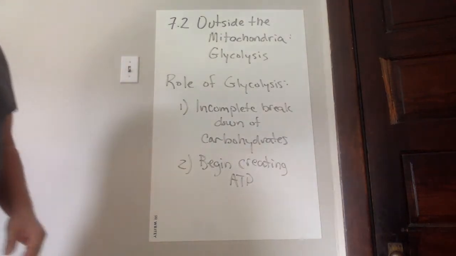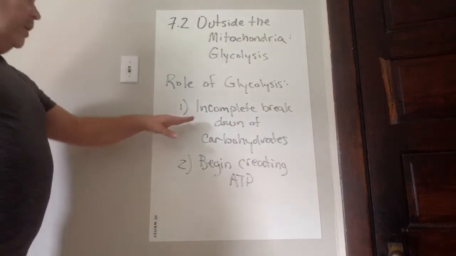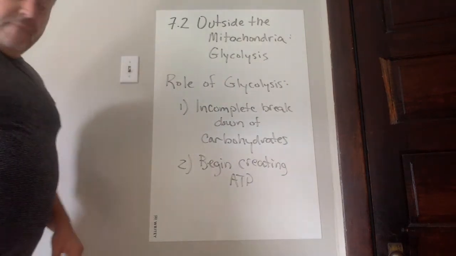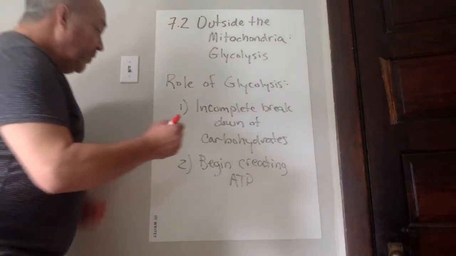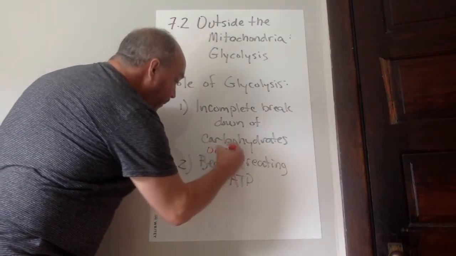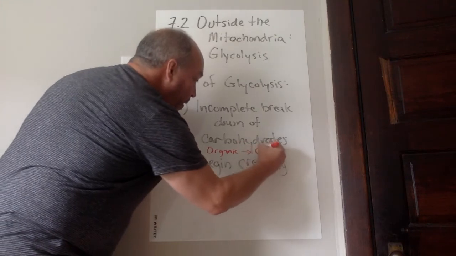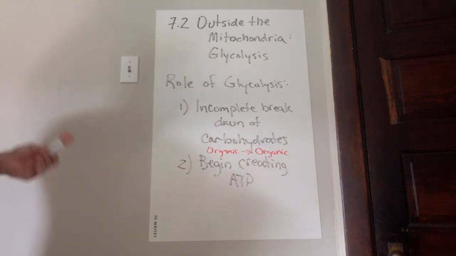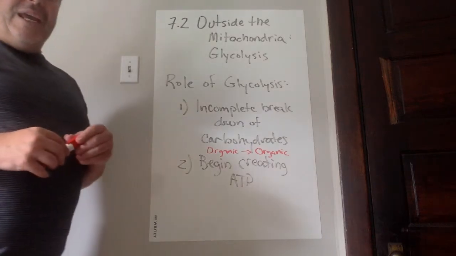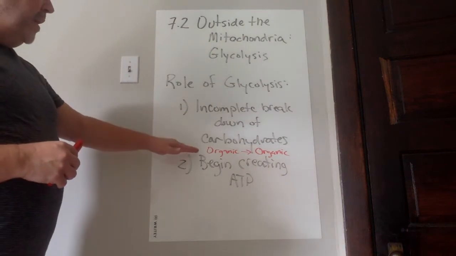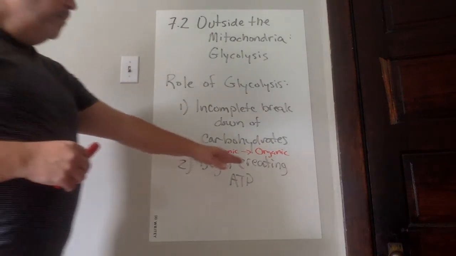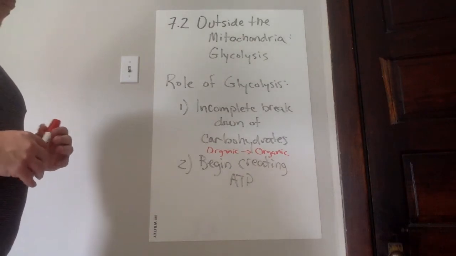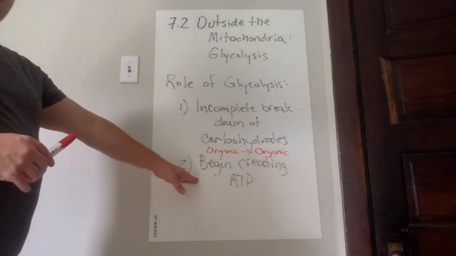So the first learning objective says, what is the role of glycolysis? So this will be an incomplete breakdown of carbohydrates. We will start with an organic molecule, and we will end with an organic molecule. Whenever we talk about complete versus incomplete, remember cellular respiration is the complete breakdown of a carbohydrate, which means it goes from organic to inorganic. This is incomplete because we will start with an organic molecule, glucose, and we will end with an organic molecule, pyruvate. We will also begin to create ATP.